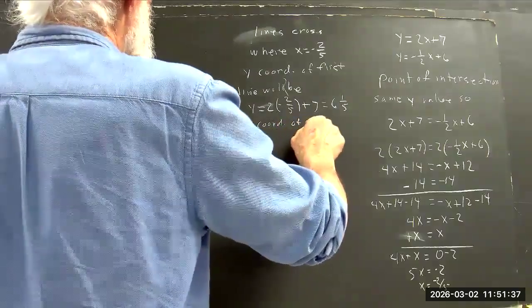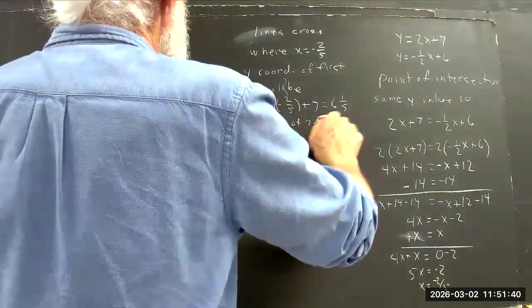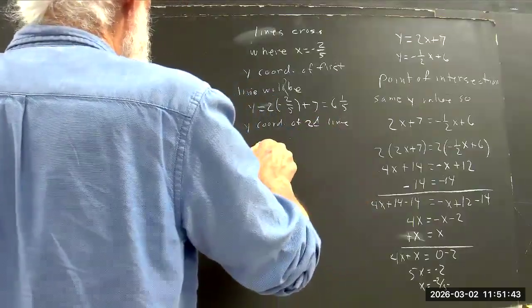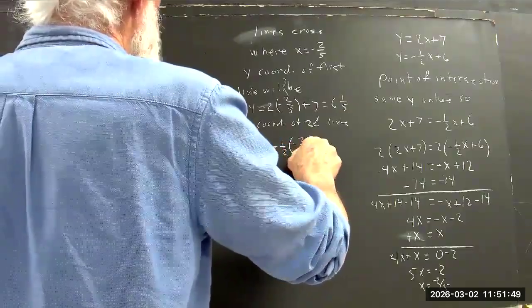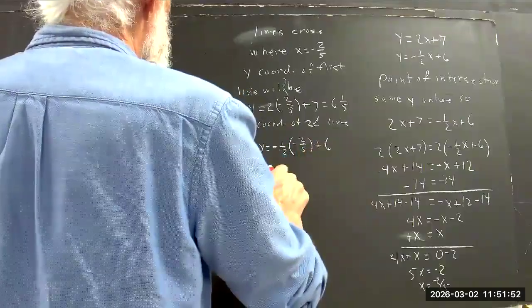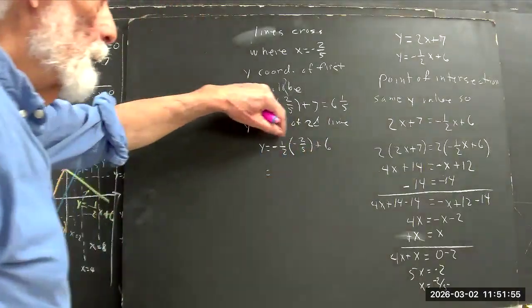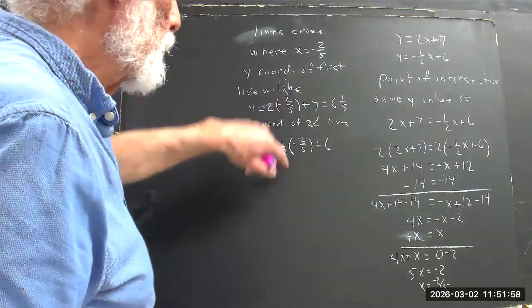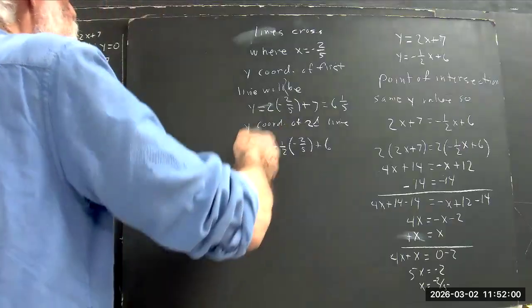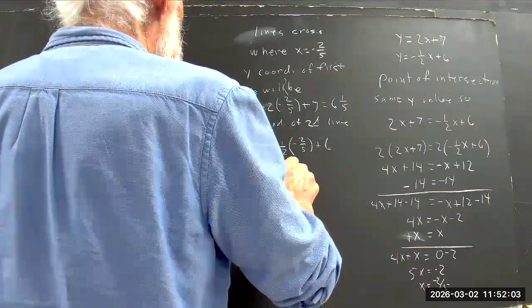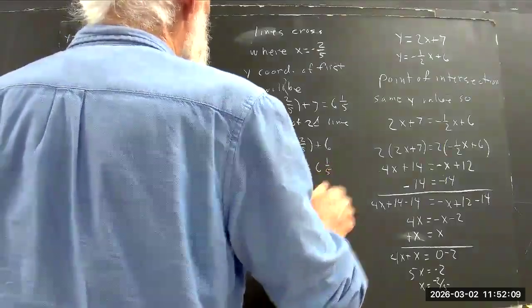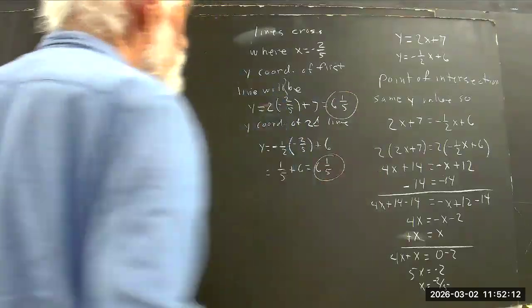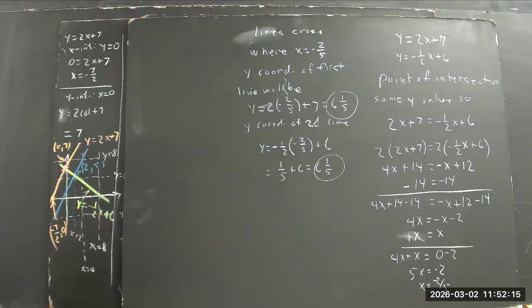Y coordinate of the second line is y equals negative 1/2 times negative 2/5 plus 6. Well, if you multiply these fractions together, you're going to have a 2 in the numerator, and 2 is going to be a factor of the denominator, so 2 can divide out, and we get 1/5 plus 6, which is 6 1/5. So both equations do give us the same y coordinate.